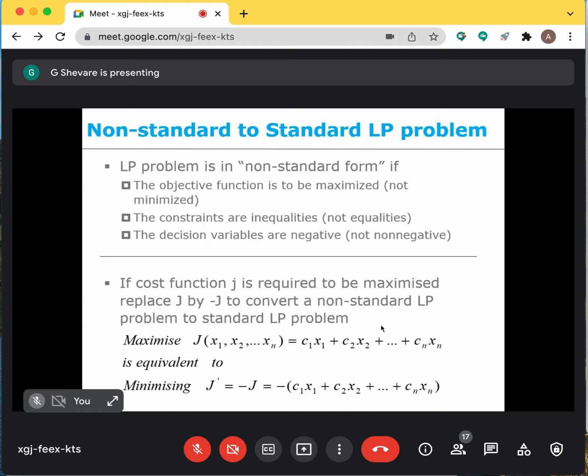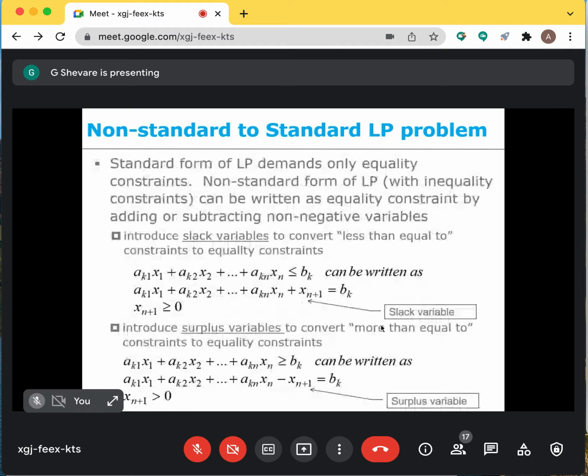Now, supposing that we have the linear programming in non-standard form, how do we convert it into standard form? So here, supposing the cost function j as a function of x1 to xn is required to be maximized for whatever reasons. So instead of maximizing j, we rewrite j as the negative of the original j. So j dash is minus j. Now j dash is required to be minimized, which is the same as maximizing j. So the first step is done.